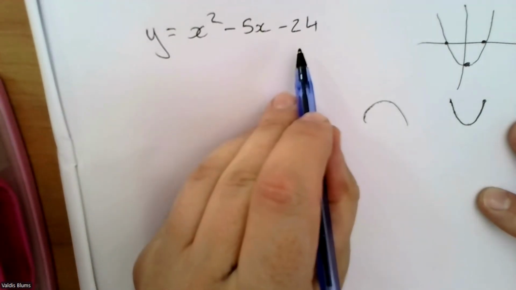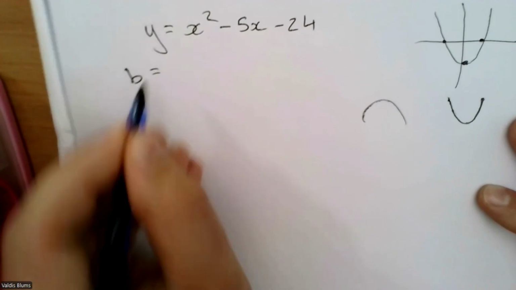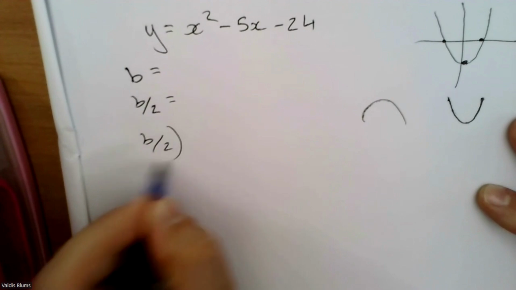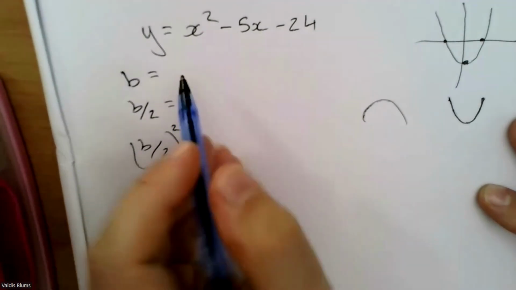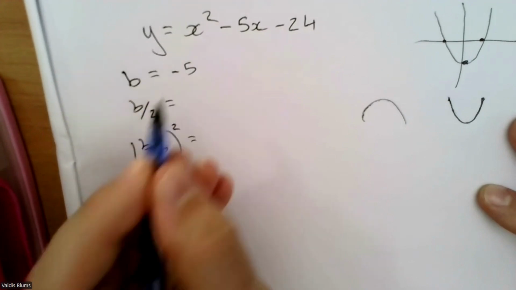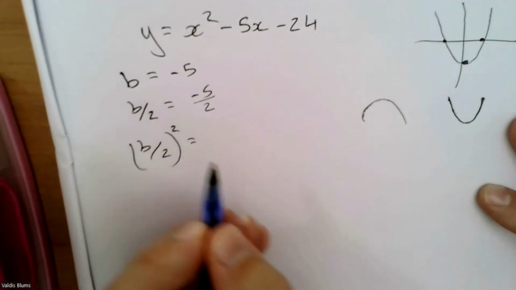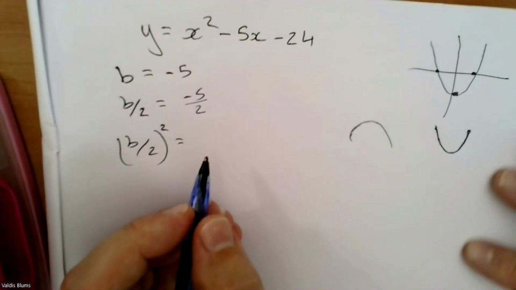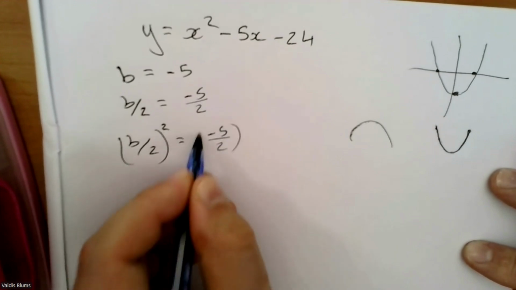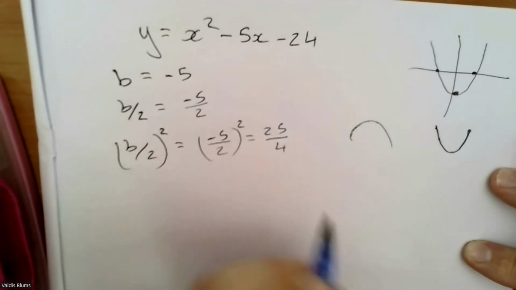So putting this into the turning point form, we need to complete the square. For that, we're labeling our b value, our b on 2 value, and our b on 2 squared value. So b is -5. So again, we actually care about it being negative now. B on 2 is -5 on 2, and b on 2 squared is -5 on 2, all squared, which is positive 25 on 4.